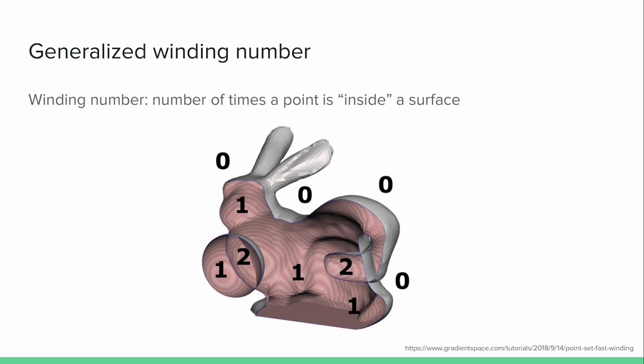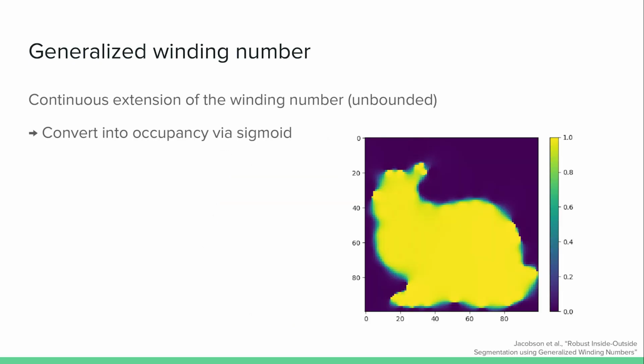The remaining question is that, given a point cloud representation of the object, how do we convert it into an occupancy function? Well, we know that for a closed surface, the winding number measures the number of times a point is inside of the surface. We could extend this quantity to the continuous generalized winding number, which works also for point clouds.